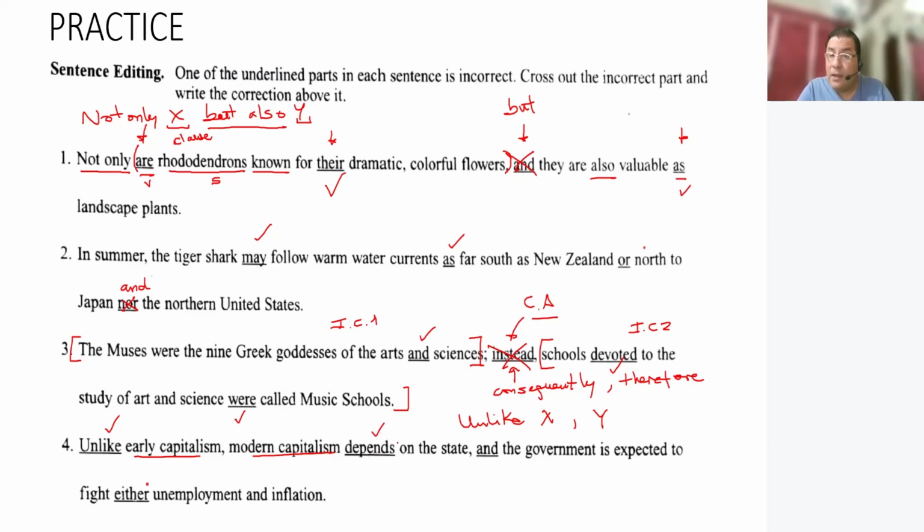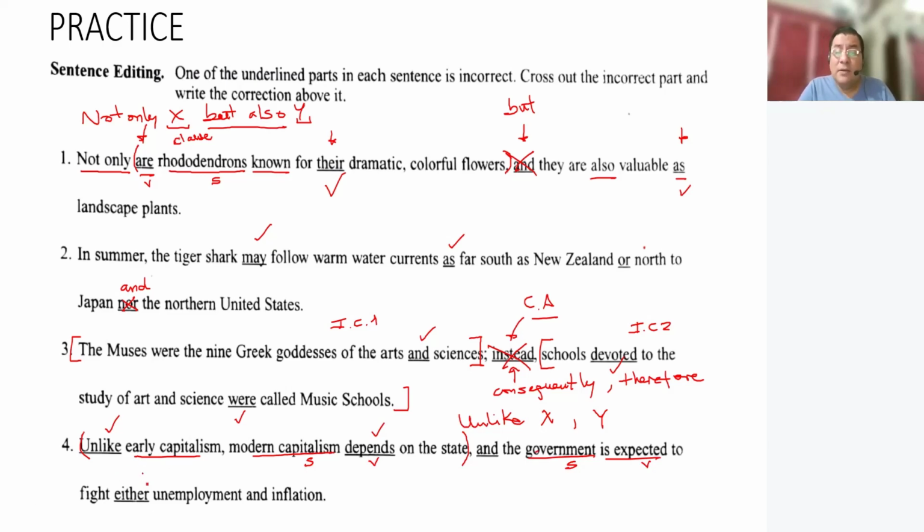So it looks fine. What about the second? Here is clear that this is an independent clause. Unlike early capitalism, modern capitalism, notice the subject and the conjugated verb. Depends on the state. Then there is a comma and. So correctly placed, the government is expected, here we have another clause, subject, conjugated verb in passive voice, to fight either unemployment and inflation. But here is a problem.